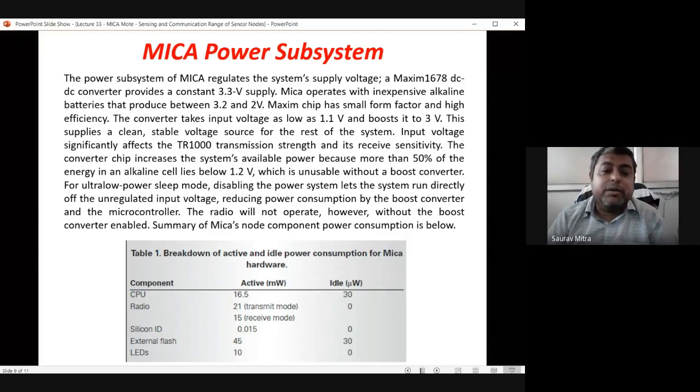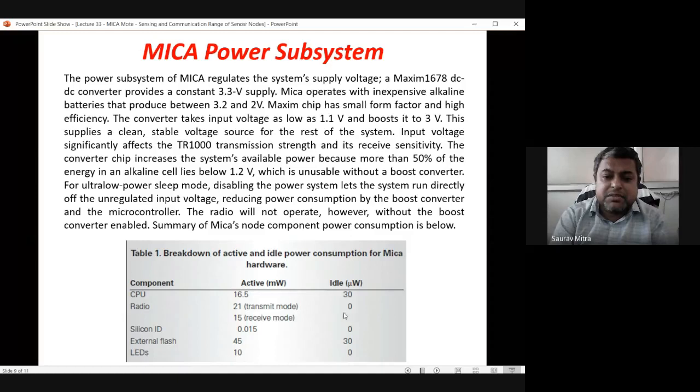For ultra low power, this is idle mode or sleep mode. The active power of 16.5 milliwatt falls to 30 microwatt. That is why this is called ultra low power idle mode or ultra low power sleep mode. In sleep mode, disabling the power system lets the system run directly off the unregulated input voltage. It reduces the power consumed by the boost converter and microcontroller. The radio will not operate here; you can check that the radio is not operating.